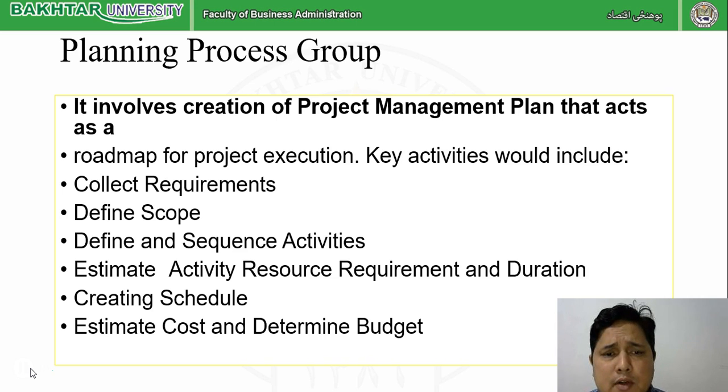So all these things, like scope definition, requirement definition, planning for the time, requirement for the people, requirement for the cost, determining the budget, all these things must be written so that it will give the guideline for all the next activities. It is also known as the roadmap for project execution. So after initiating, we have done the planning, where we have written all the things which we are supposed to do.